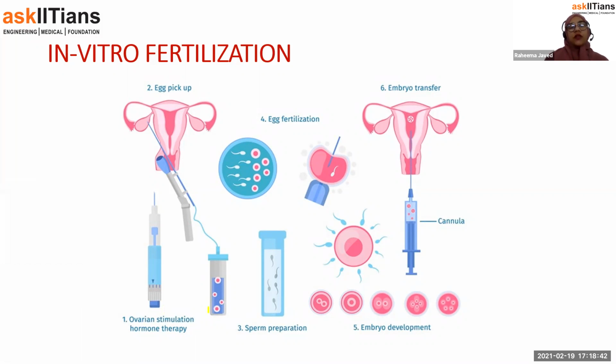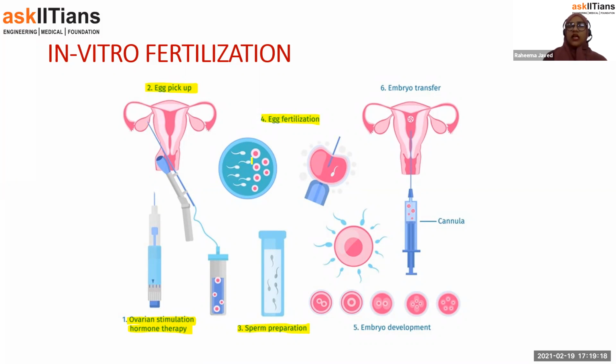So, in in vitro fertilization, first the ovary is stimulated by hormone therapy. The hormones that are given are a combination of estrogen and progesterone. So, when the ovary is stimulated by hormone therapy, the egg is released from the ovary. Okay, and then the second step is about picking up the egg. So, the egg is picked up. Okay, and at the same time the sperm is also prepared, and both egg and sperm are allowed to fuse with each other, which is known as egg fertilization.